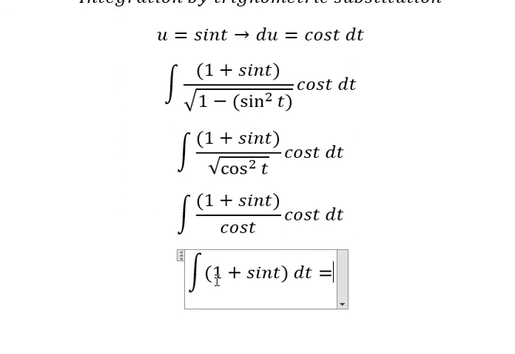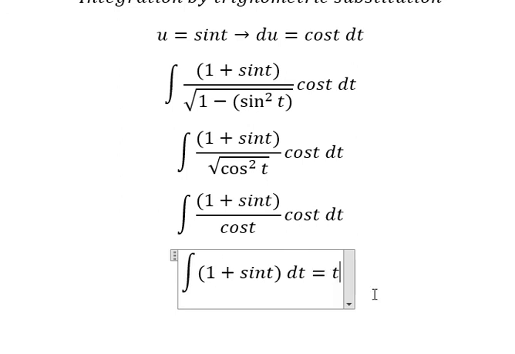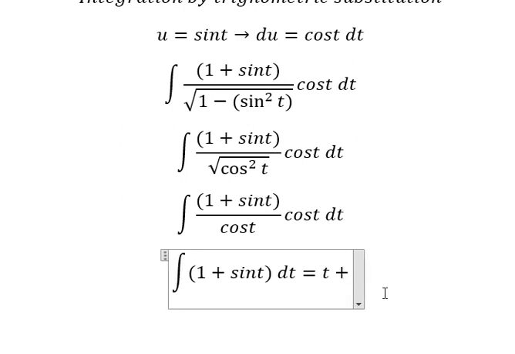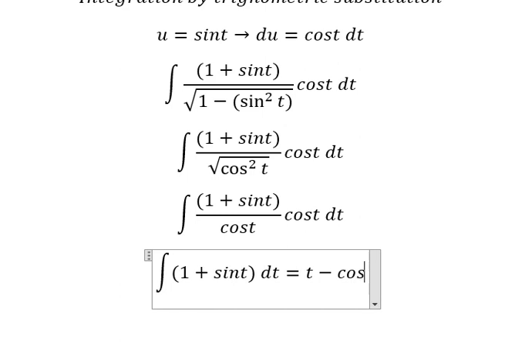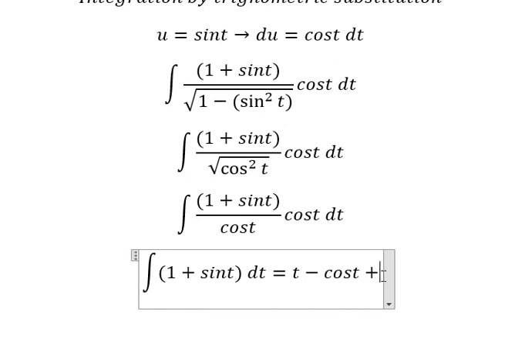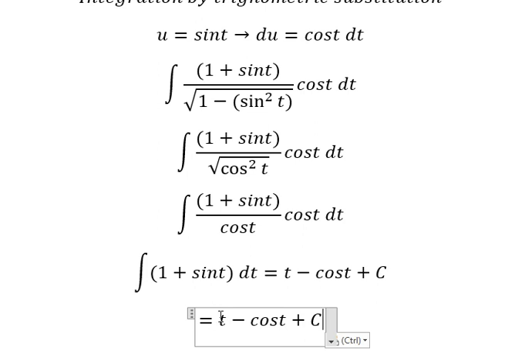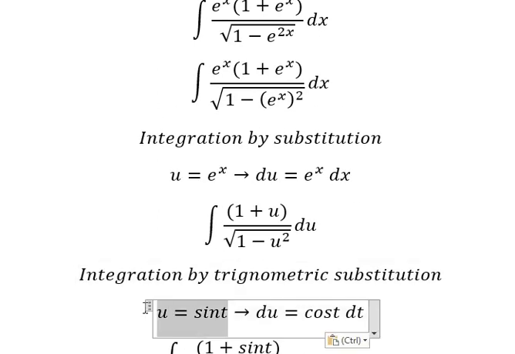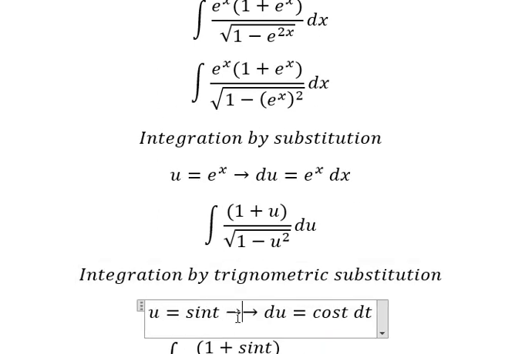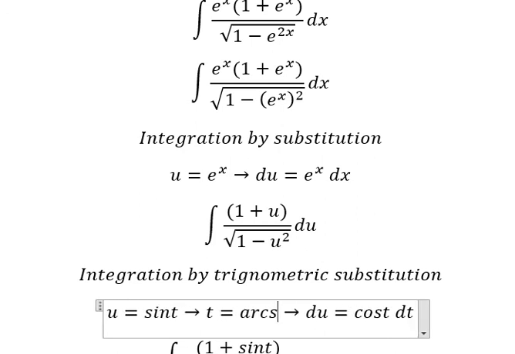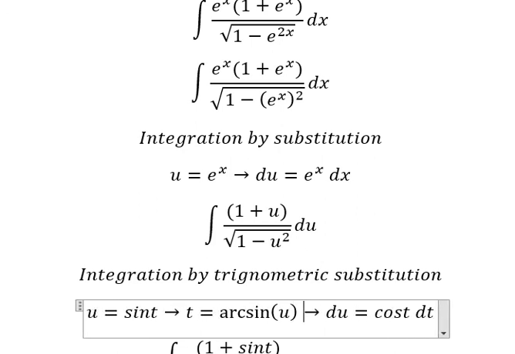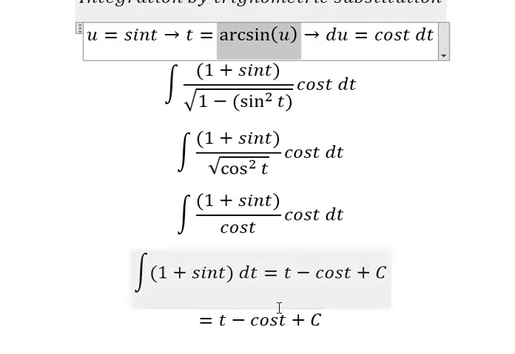The integration of the number 1, we have t. The integration of sine t, we have negative cosine t. And we put plus c. About t, so we get t equals arc sine of u. So we need to change the value of t into arc sine of u.